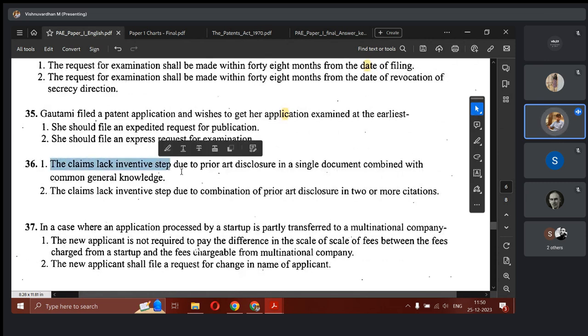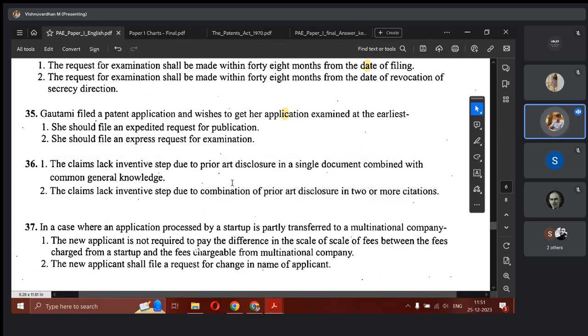Then the claims lack inventive step due to prior art disclosure in a single document combined with common general knowledge. Okay, the claim lacks inventive step due to prior art disclosure in a single document combined with common general knowledge. Cool. The claim lacked inventive step due to combination of prior art disclosure in 2 or more citations. Both are true.